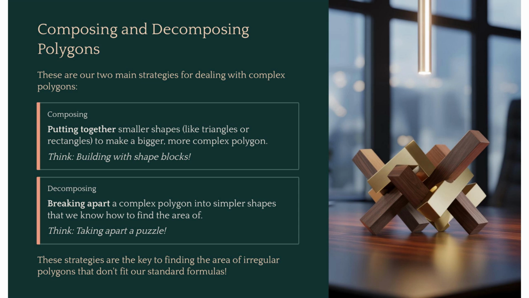The most important skill you'll learn in this unit is how to work with irregular polygons, shapes that aren't simple rectangles or triangles. We use 2 big strategies: composing and decomposing. Decomposing means breaking a big, complex shape into smaller, simple shapes you already know the area of. Composing means the reverse, putting simple shapes together. The goal is always to turn a tough problem into an easy one.